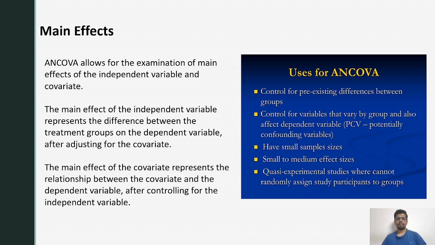Main effects of ANCOVA. ANCOVA allows for the examination of main effects of the independent variable and the covariate. The main effect of the independent variable represents the difference between the treatment groups on the dependent variable after adjusting for the covariate. The main effect of the covariate represents the relationship between the covariate and the dependent variable after controlling for the independent variable.